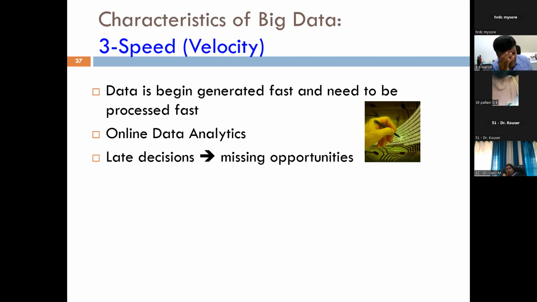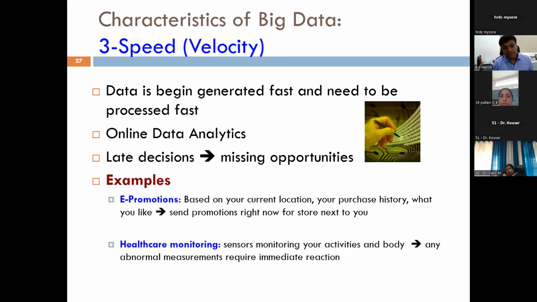The storage of data should also be fast. Whenever you want to access the stored data, that should also be fast. Whenever we are supposed to retrieve the data and present it to the end user, even that data should be delivered at a very high velocity, at a very high speed, right? So this constitutes the different characteristics of big data.